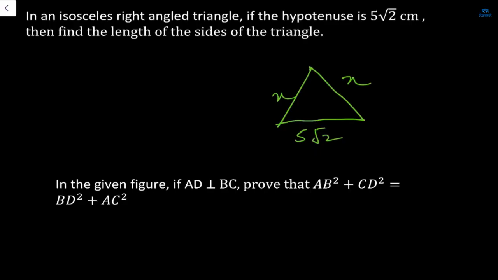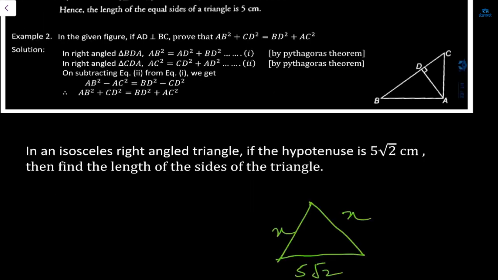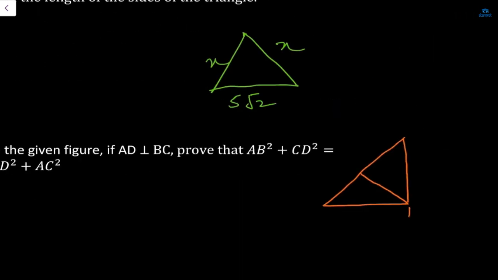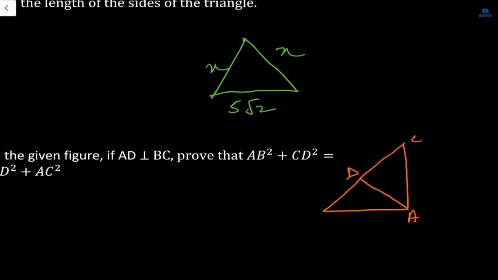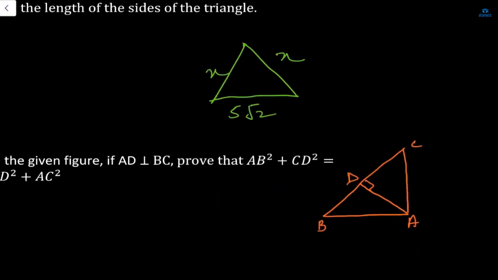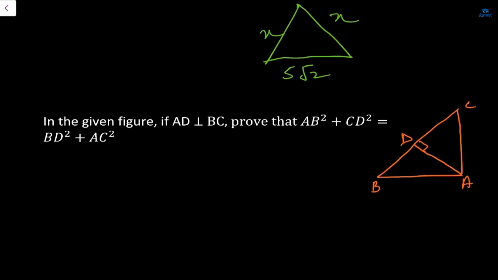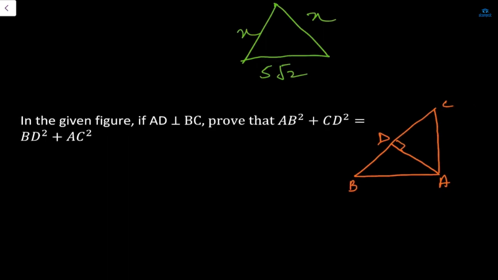In the given figure, what is the figure? I'll draw it. In the given figure, if AD is perpendicular to BC, prove that AB square plus CD square is equal to BD square plus AC square. Can you try this? You have two right angle triangles. In both right angle triangles, apply the Pythagoras theorem and then try to get this. You need to think how you're going to get it.